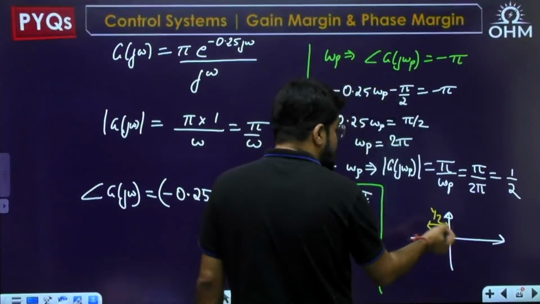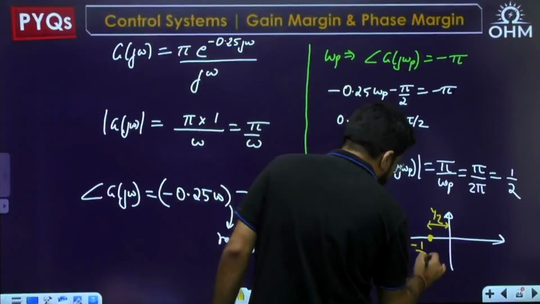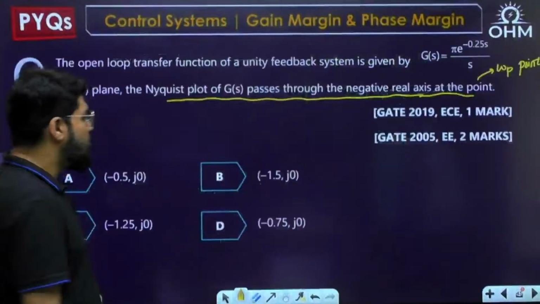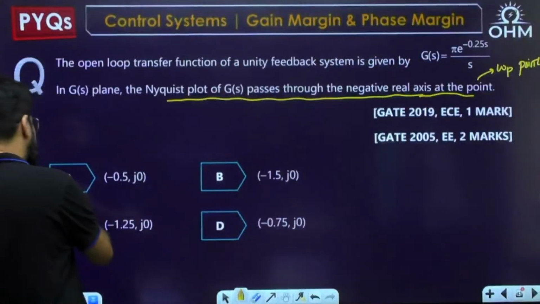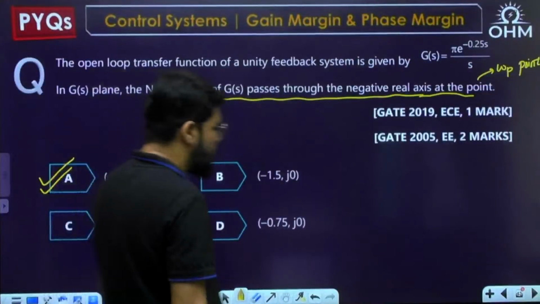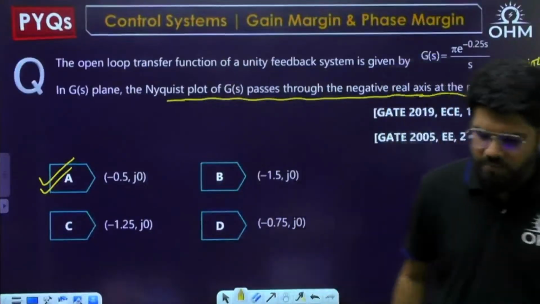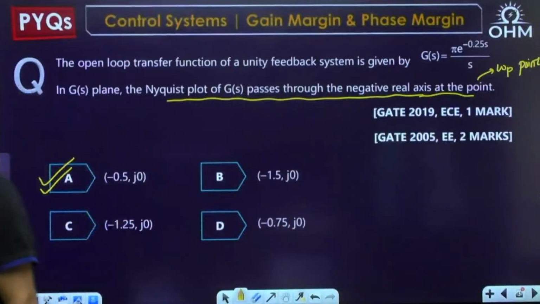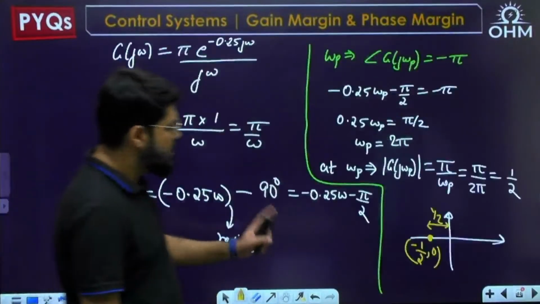So what is this point? Because it is on the negative x-axis, the coordinate will be minus 1 by 2 comma 0. In the coordinate form it is minus 1 by 2 comma 0. That is option number A. Minus 0.5 comma 0, or j0 in the complex form. Answer is option number A, as seen here.